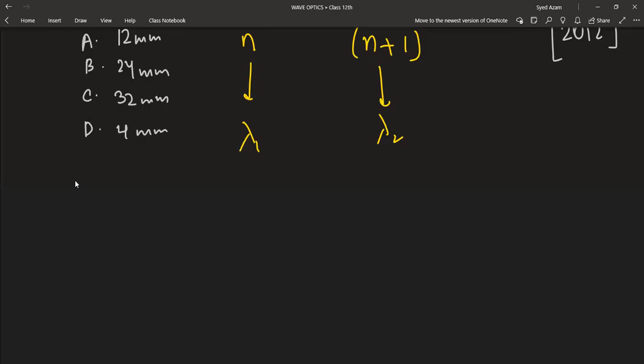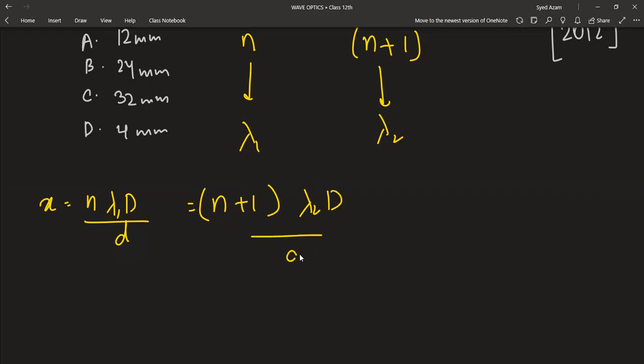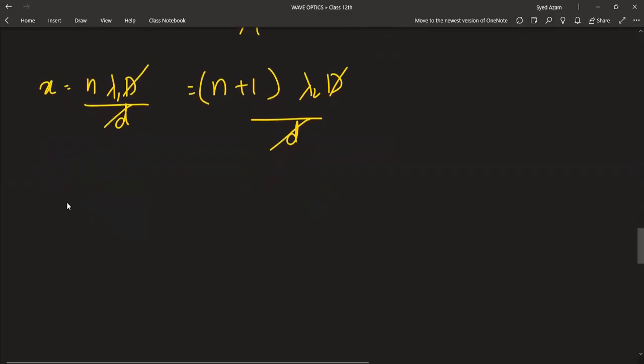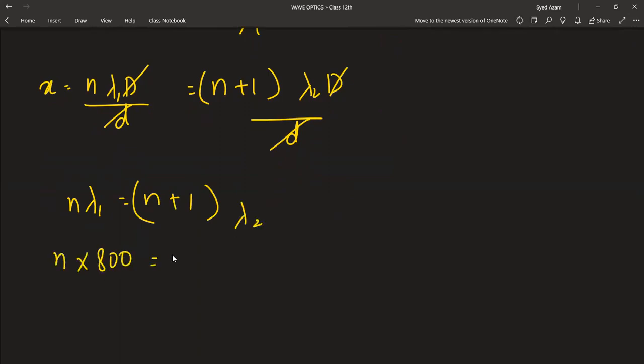Okay, let me discuss now. So x is equal to n lambda 1 capital D by small d. Now this is equal to n plus 1 lambda 2 capital D by small d. See, small d, capital D will be cancelled. So n lambda 1 is equal to n plus 1 lambda 2. So n into 800 is equal to n plus 1 into 600. So 4n is equal to 3n plus 3. So n is equal to 3.